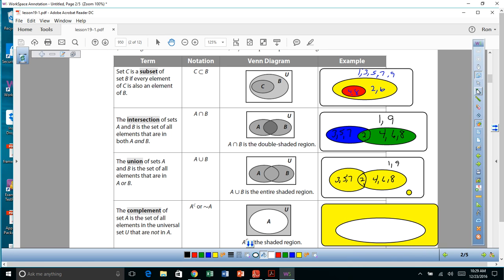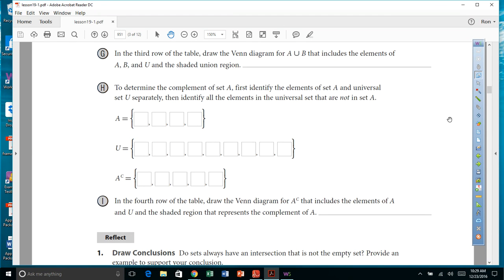All right. And so what was in A? What was in A was 2, 3, 5, and 7. And what's the complement? The complement is going to be 1, 4, 6, 8, and 9. Okay, those are the highlighted ones. Good. Going well.